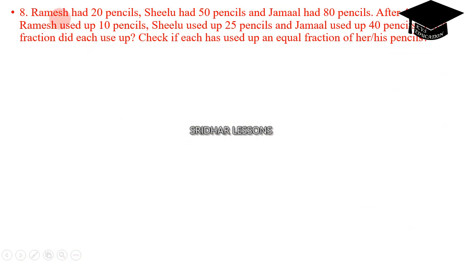Problem number 8. Ramesh had 20 pencils, Sheelu had 50 pencils and Jamal had 80 pencils. After 4 months, Ramesh used 10 pencils, Sheelu used 25 pencils and Jamal used 40 pencils. What fraction did each use up? Check if each has used up an equal fraction of her or his pencils. We will see.